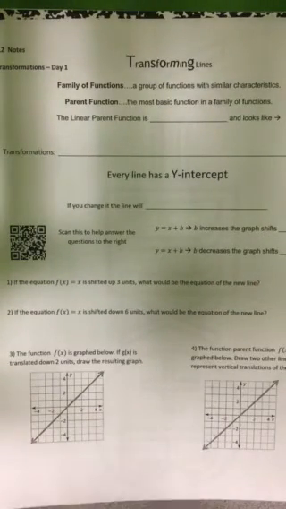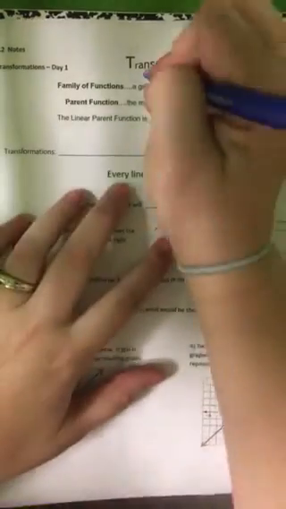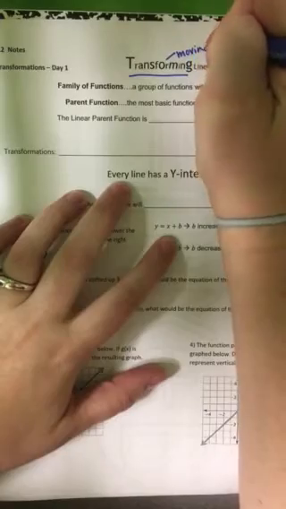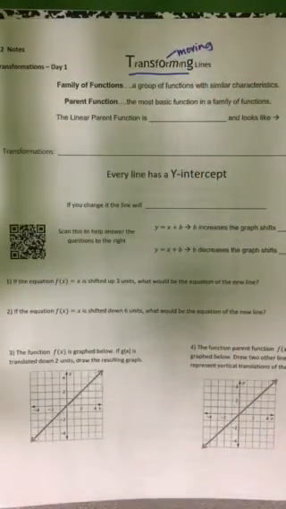So today's pretty short. We're just going to go over transforming lines. So what transforming means is moving things. So we're looking at moving our y-intercept, so shifting up and down is what we're looking at.